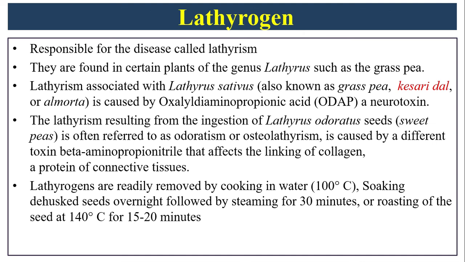The lathyrism resulting from the ingestion of Lathyrus odoratus seeds, also known as sweet peas, is often referred to as odoratism or osteolathyrism. It is caused by a different toxin, beta aminopropionitrile, that affects the linking of collagen, a protein of connective tissues. Lathyrogens are readily removed by cooking in water at 100 degrees Celsius, soaking dehusked seeds overnight followed by steaming for 30 minutes, or roasting of the seed at 140 degrees Celsius for 15 to 20 minutes.